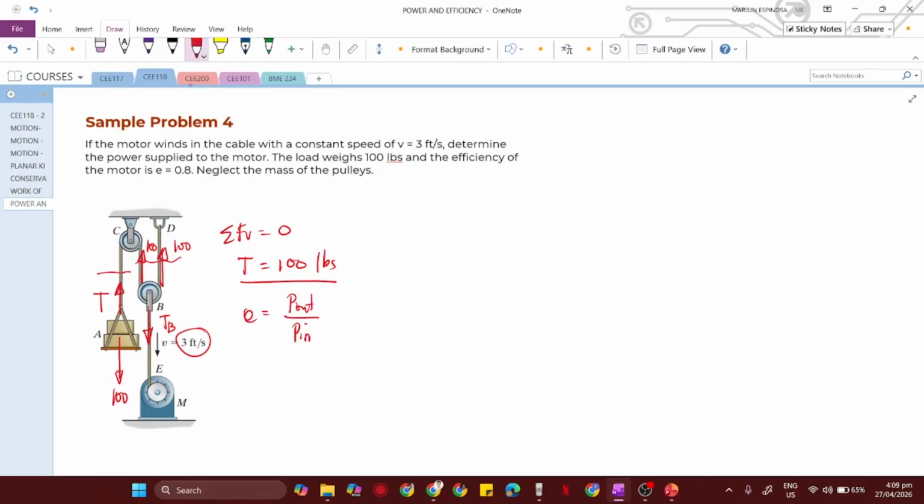So kung ika-cut natin yan dito, then if we will cut it here, then you would get like this one, no? Dalawang 100. Okay, and then we have here tension at B. So yan yung kukunin natin. So basically, tension at B is equivalent lang sa 200. So therefore, power out is equivalent sa 200 times velocity, which is 3 feet per second. And you would get 600 pound-feet per second for that. Okay? So that is your P out.